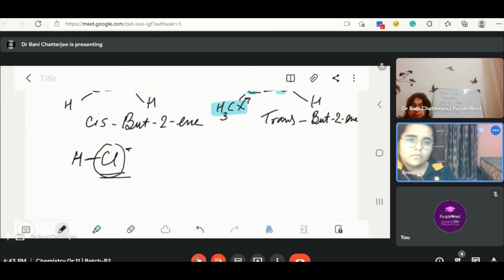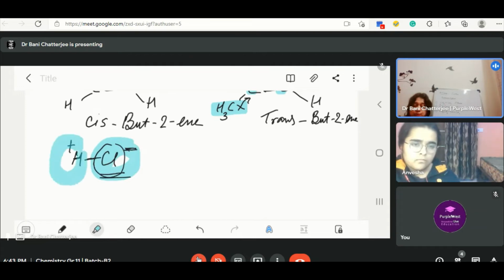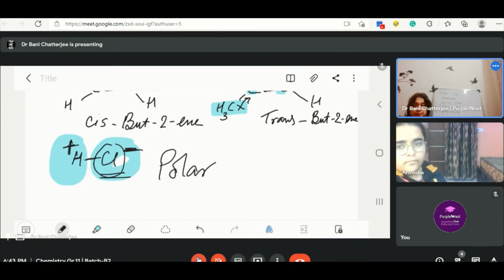Yes. So chlorine will develop a negative charge when attached to the hydrogen. And hydrogen, as it is on the left side, has a tendency to give electron, so it will develop a positive charge. So these two are becoming two poles, one the negative pole and the other the positive pole. Is it clear? Yes, ma'am. Such compounds are known as polar compounds.